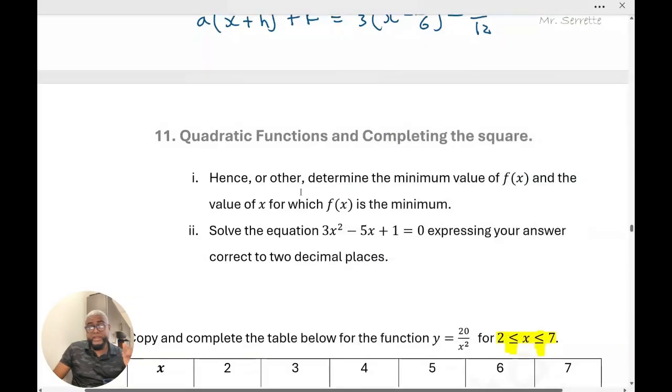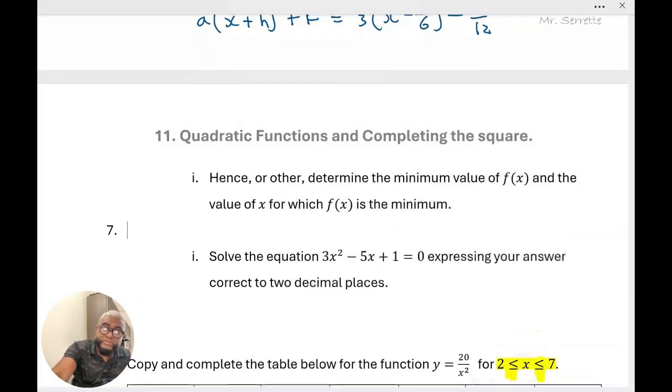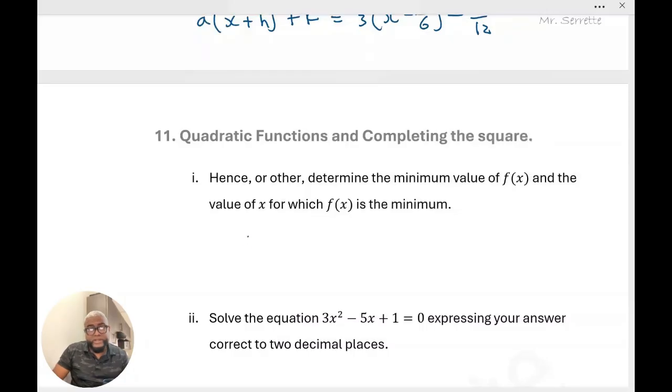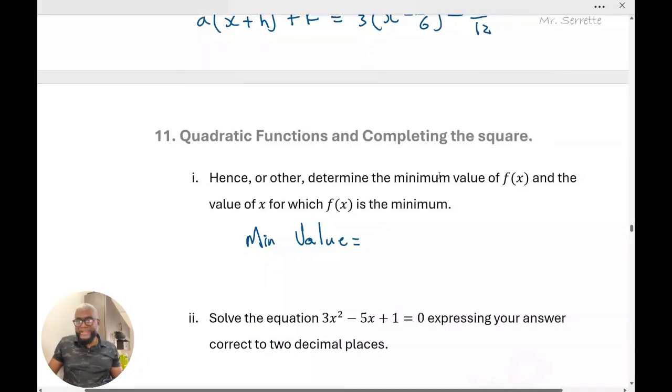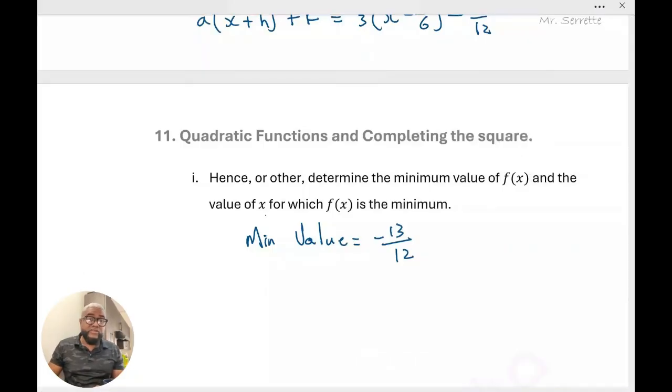All right. Moving on. Hence or otherwise determine the minimum value of f of x. What is the minimum value given by? The minimum value is given by the value of what? Negative h? No. What's the minimum value, guys? Check all the notes. No, negative h is not the minimum value. k. Very good, Amory. k. What's k? Negative 13 over 12. That's the minimum value.